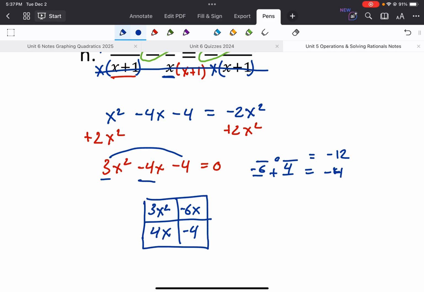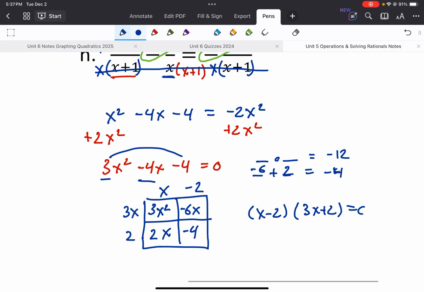We broke that middle term into 2 parts. Sorry, I think I made a mistake here. Those are supposed to be 2's. There we go. Okay, so then we'll do GCF of each row and column. Double check, make sure it multiplies correctly. Looks good. So we'll have x minus 2 and 3x plus 2 equals 0.